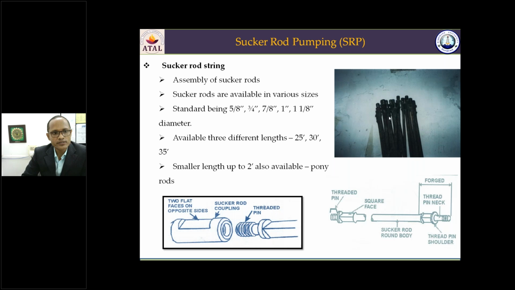The sucker rods are available in different diameters: 5/8, 3/4, 7/8. They are all common. The lengths can also vary, about 25 feet, 30 feet, 35 feet, but 30 feet is common. There are also smaller sucker rods, with a length of about 2 feet. Those are called pony rods, or pony sucker rods.